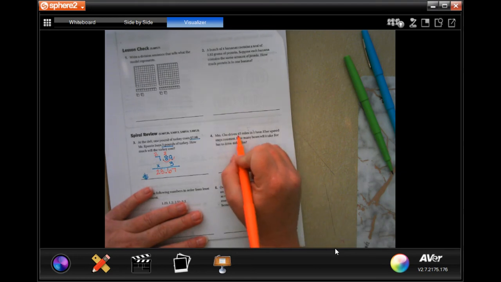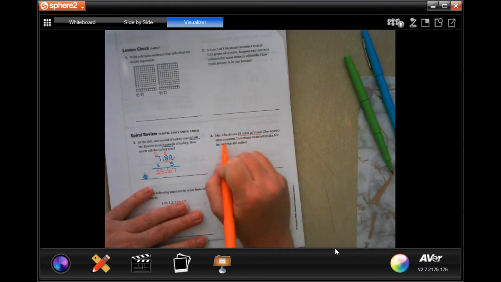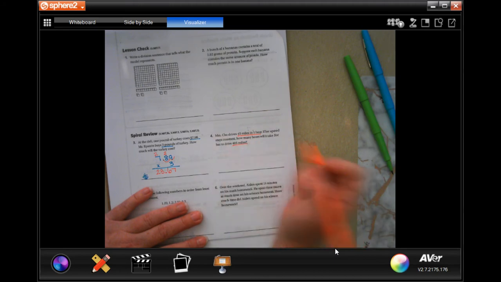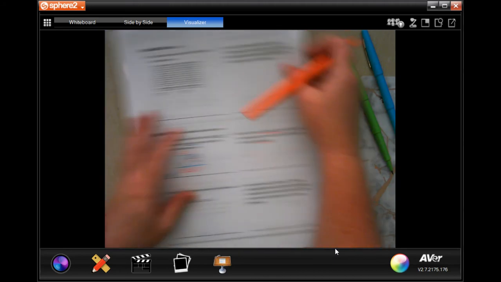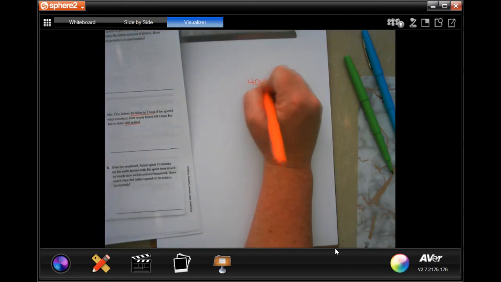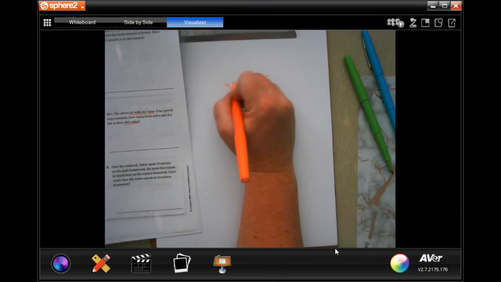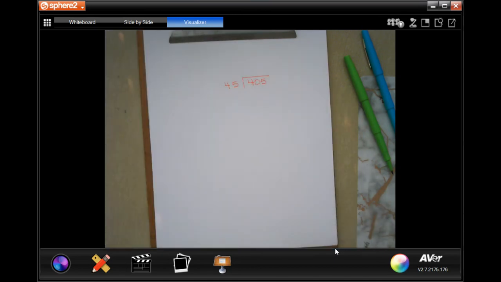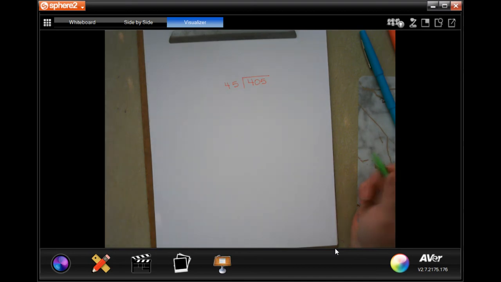Mrs. Cho drives 45 miles in 1 hour. If her speed stays consistent, how many hours will it take for her to drive 405 miles? So 405, and we're going to divide that by the 45 miles she went in 1 hour. Again, I don't know my multiples of 45, but if I rounded that to 50, then I would be able to do a little bit faster mental math.